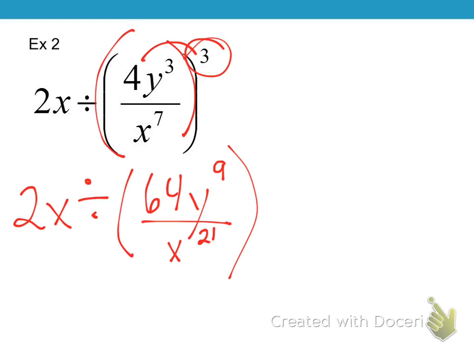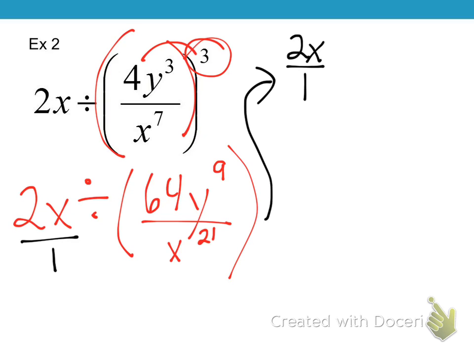Now I'm going to keep, change, flip. And I'm going to think of that as a fraction as well. So I'm going to do 2x over 1 times x to the 21st over 64y to the 9th. Anything happening here? 2 and 64. The 2 and the 64 can become 1 and 32.